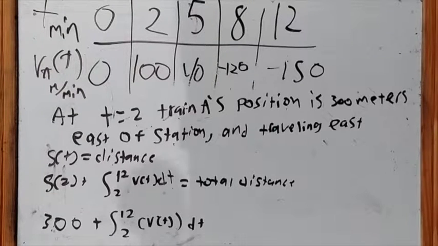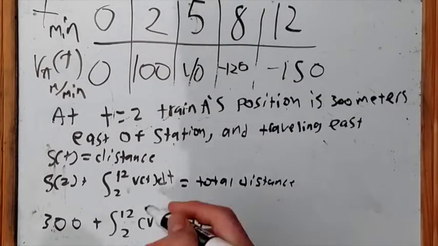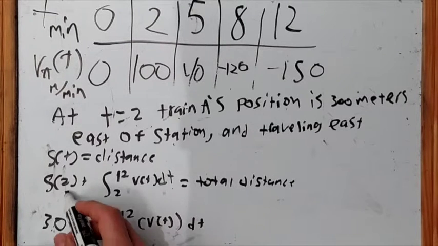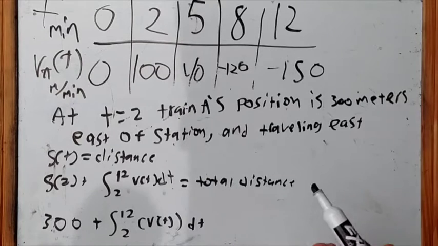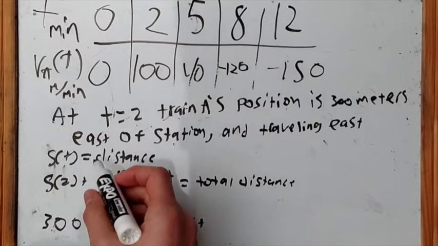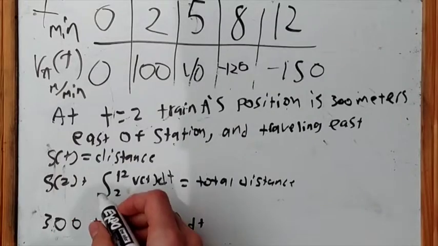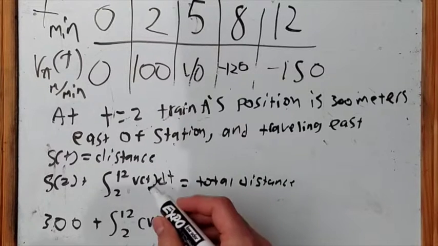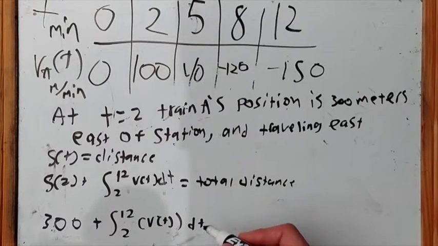The first one is to show the integral that gives the position of train A. Knowing that at t equals 2, the total distance traveled from the station is 300, which is s of 2, and also that an integral of the velocity will find the total change between 2 points in time. So you would say s of t is equal to the distance function. You could say s of 2, because you know that's 300, plus the integral from time t equals 2 to time t equals 12 of the velocity is the total distance. And that simplifies to 300 plus the same integral.